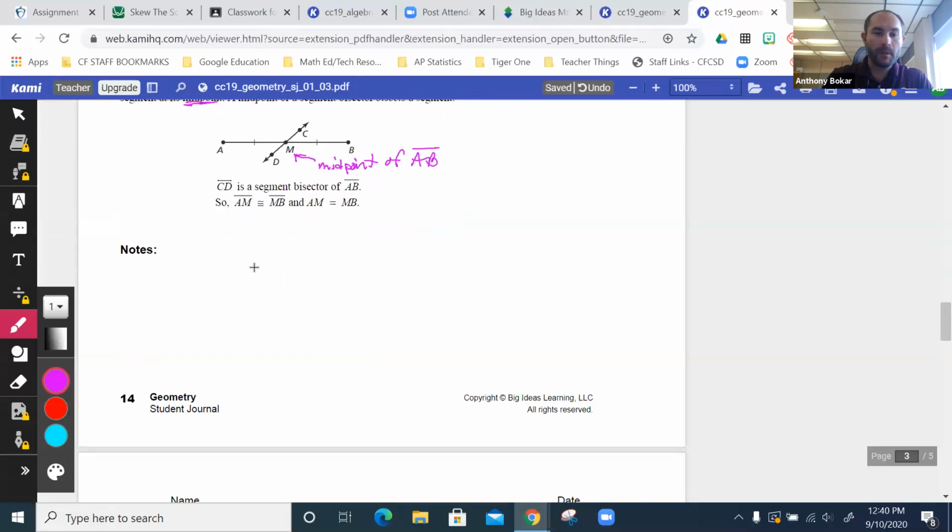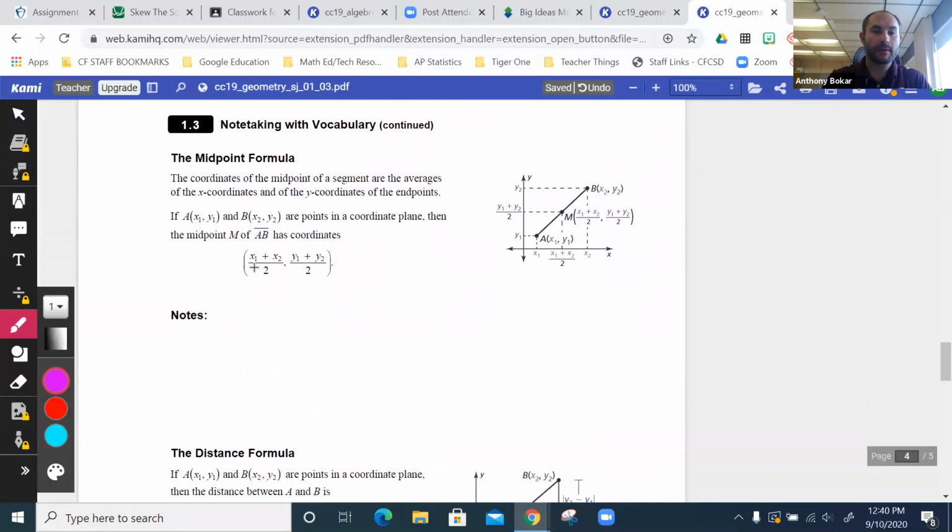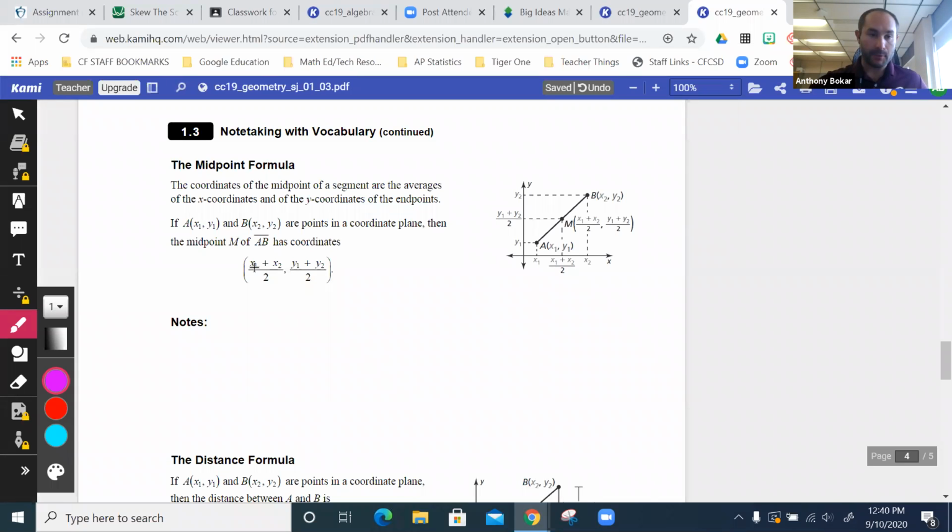So let's keep going here. Now we talked about coordinates the other day, and the question was, in our little Desmos activity, how do you find the coordinates of a midpoint? So let's talk about what this is saying. There's a little formula for it. This is x1 plus x2 divided by 2, y1 plus y2 divided by 2. I think the best way to go through this is to do an example, right?